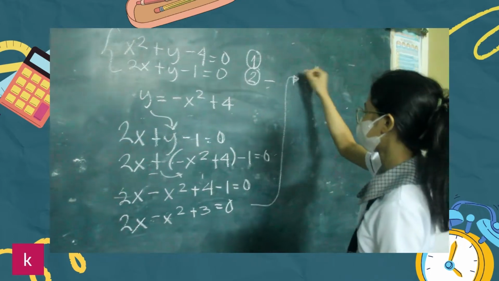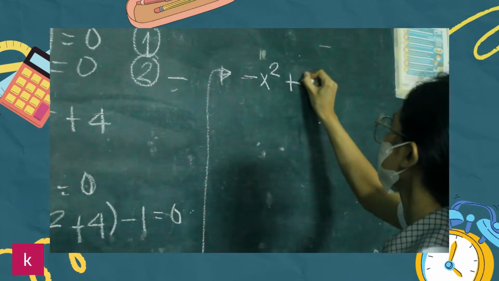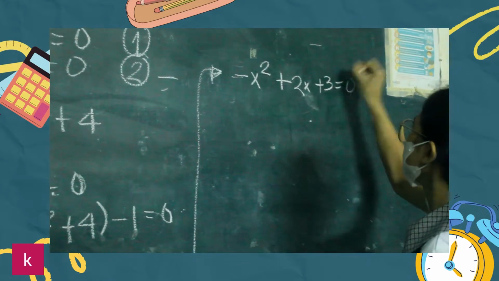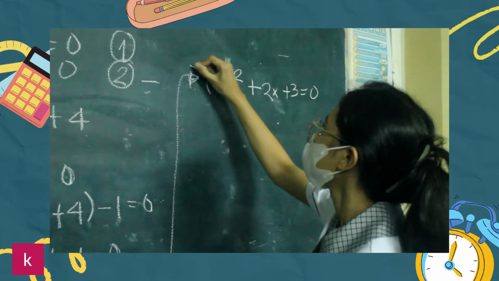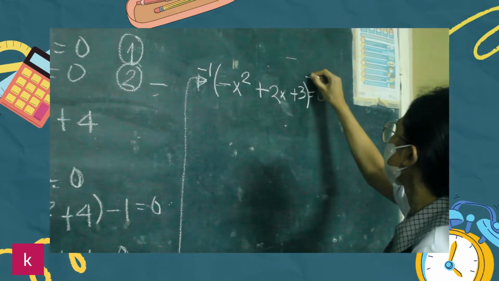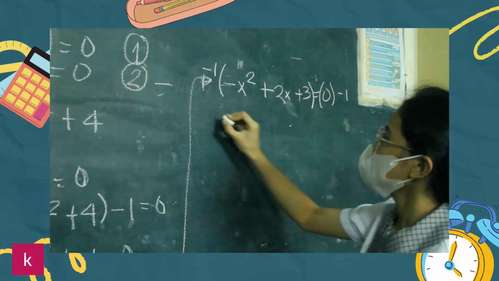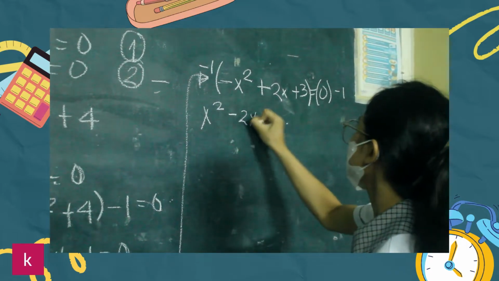Next, we transform it into the standard form, which is negative x squared plus 2x plus 3 is equal to 0. And for the leading term to become positive, we multiply negative 1 on both sides of the equation, so it will become x squared minus 2x minus 3 is equal to 0.